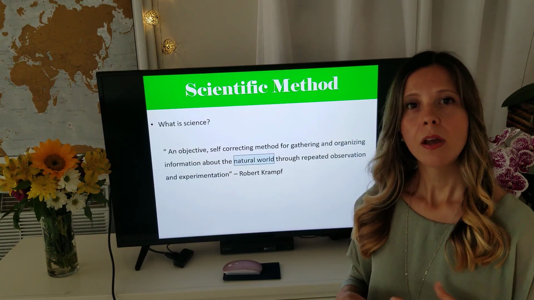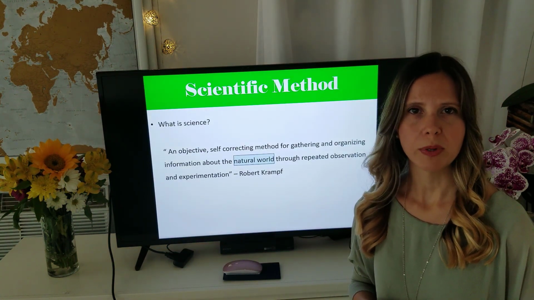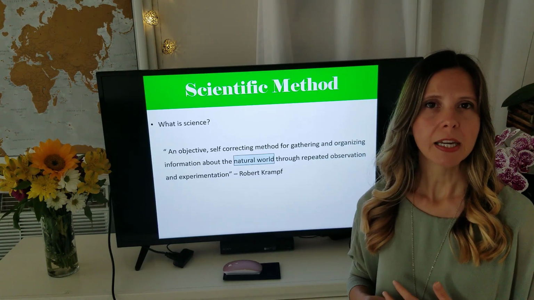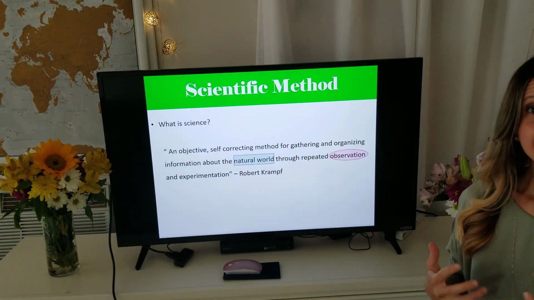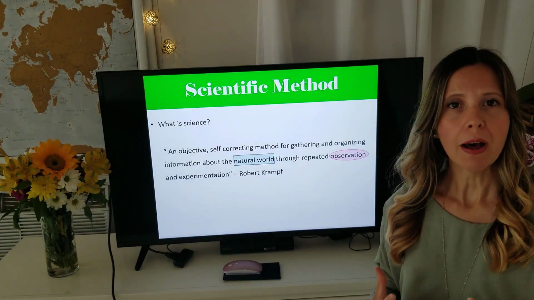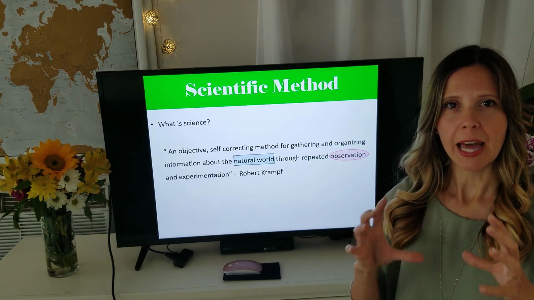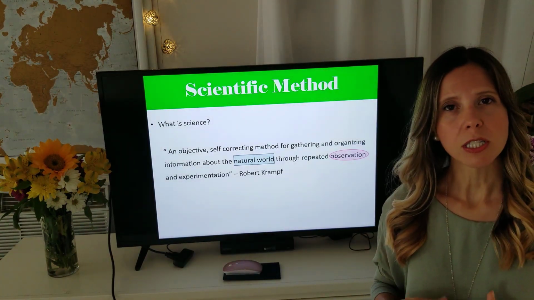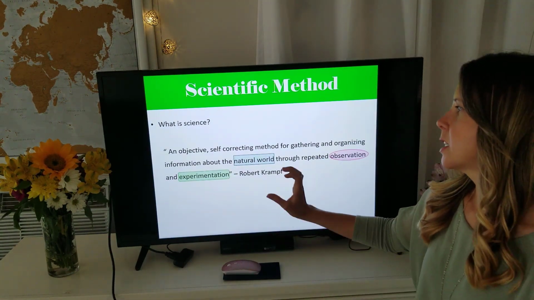And let's break it down. Firstly, and very importantly, science deals with the natural world. It cannot deal with the supernatural. So science cannot answer questions about religion or zombies or fairies. It can only answer questions about the physical natural world around us. Secondly, science involves observation. So when we observe things in the world around us as humans, we start to question, why does this happen? What happens if we change things? And it's that observation that sparks science. Not only does it spark our interest, but it's going to be needed to answer our questions. Science involves experimentation.